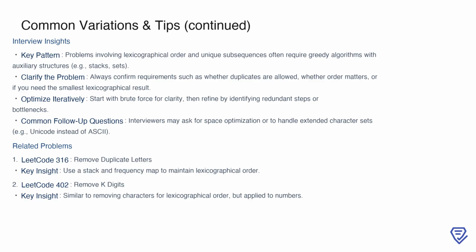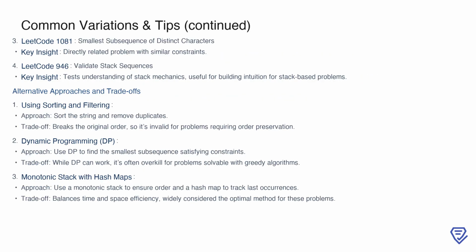Related problems include LeetCode 316, Remove Duplicate Letters, which also uses a stack and frequency map to maintain lexicographical order, and LeetCode 402, Remove K Digits, which applies similar principles to numbers rather than characters. Other related problems include LeetCode 1081, the Smallest Subsequence of Distinct Characters, which is directly tied to this problem and operates under similar constraints. Another useful problem to study is LeetCode 946, Validate Stack Sequences, which tests a deep understanding of stack mechanics and can help build intuition for solving stack-based problems.